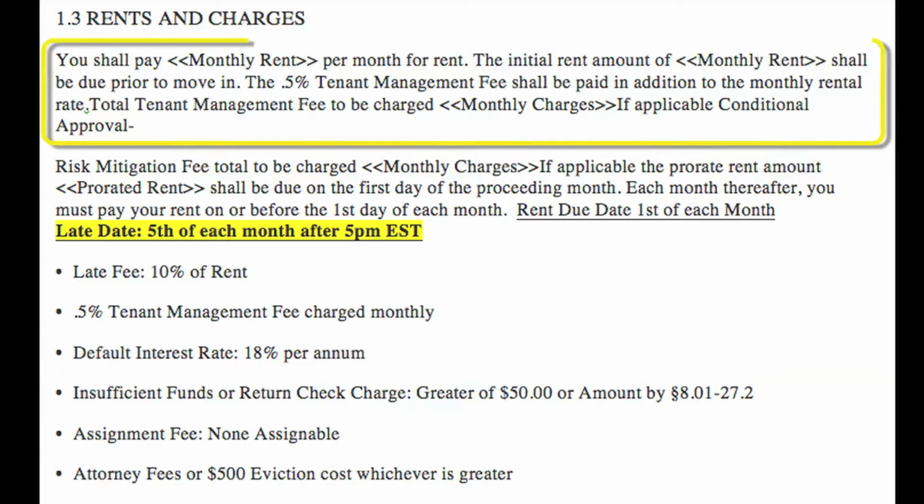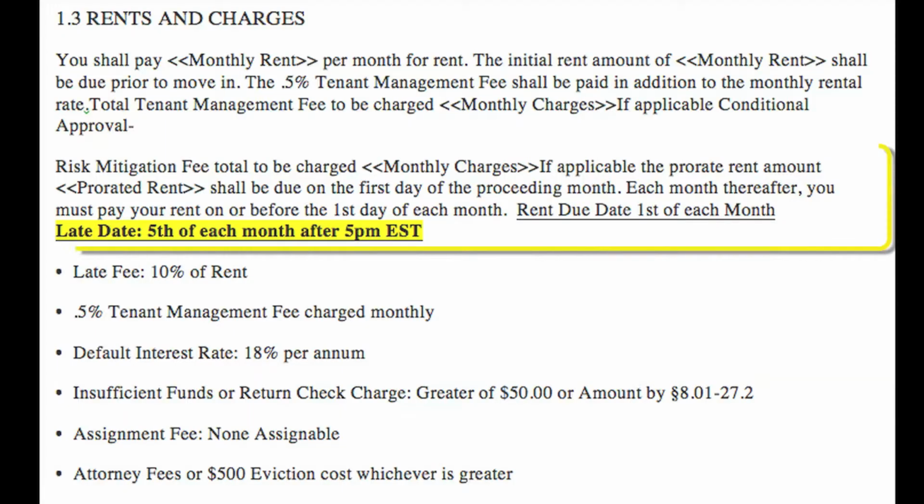Rents and Charges. You shall pay your monthly rent per month. The initial rent amount is stated here in your lease and shall be due prior to move-in. The 0.5% tenant management fee shall be paid in addition to the monthly rent. Total tenant management fee to be charged is written here in the lease. Risk mitigation fee total to be charged is written here in the lease.